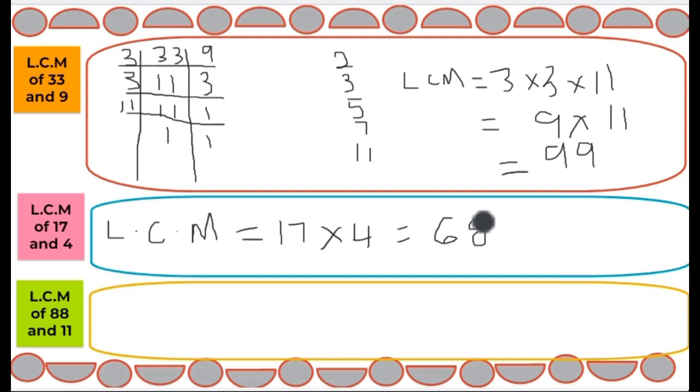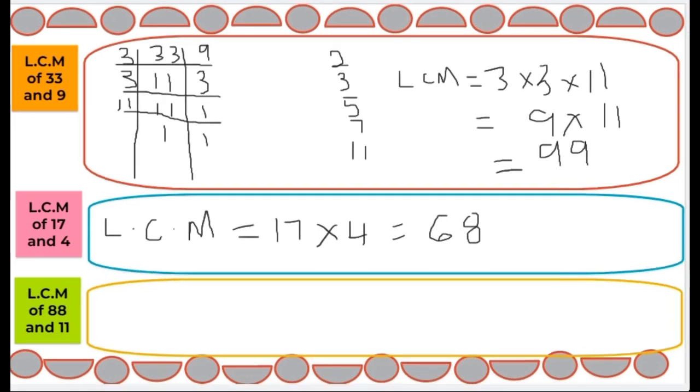The last one says LCM of 88 and 11. So the first row, do they have a factor relationship? Yes, they do, because 11 can divide 88 without remainder. So our LCM of 88 and 11 equals 88.